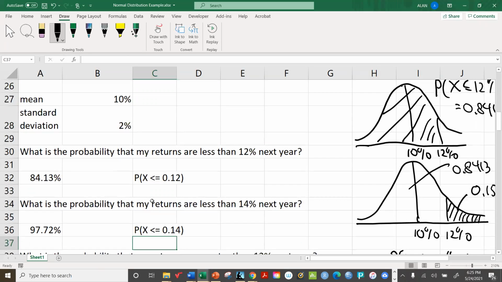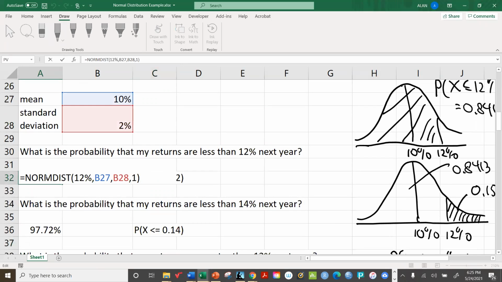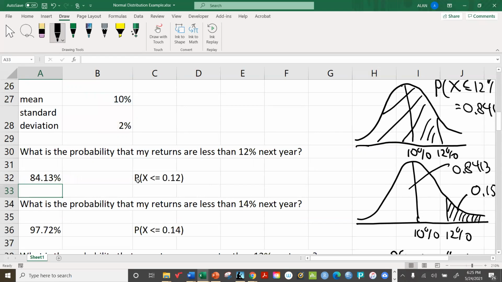Well, there's a special function built into it that will do this all for us. Now watch how easy this is. It's called NORM.DIST. And what this will do, it asks us for 4 pieces of information. The 12% is the number we're looking for. The B27 is the mean. The B28 is the standard deviation. 1 means this is a less than or equal to probability. So you always put a 1 there. And it comes up with 84.13%.